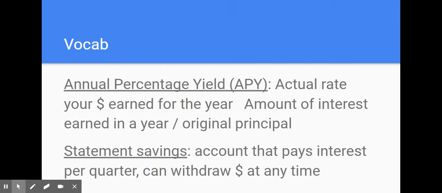Here's some vocabulary you need to understand. Your APY is your yield, how much you're essentially earning in the course of the year just on your interest. To determine your annual percentage yield, it's the amount of interest you earned in a year divided by the original principal.